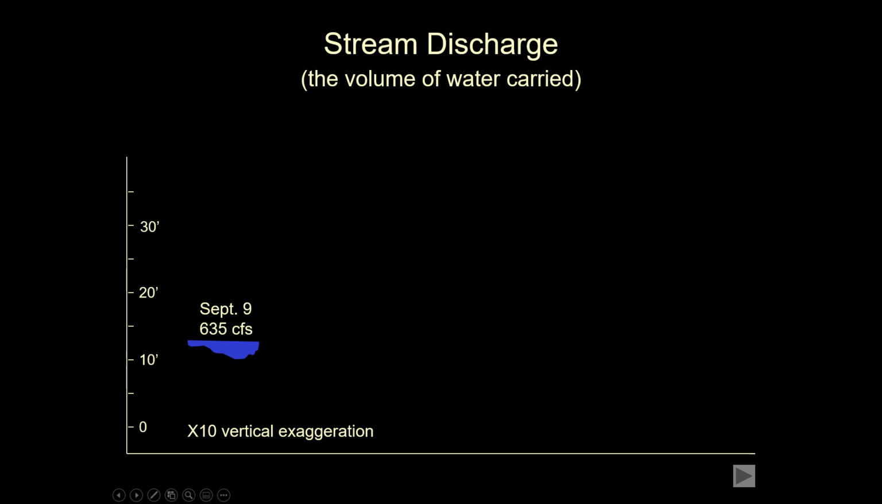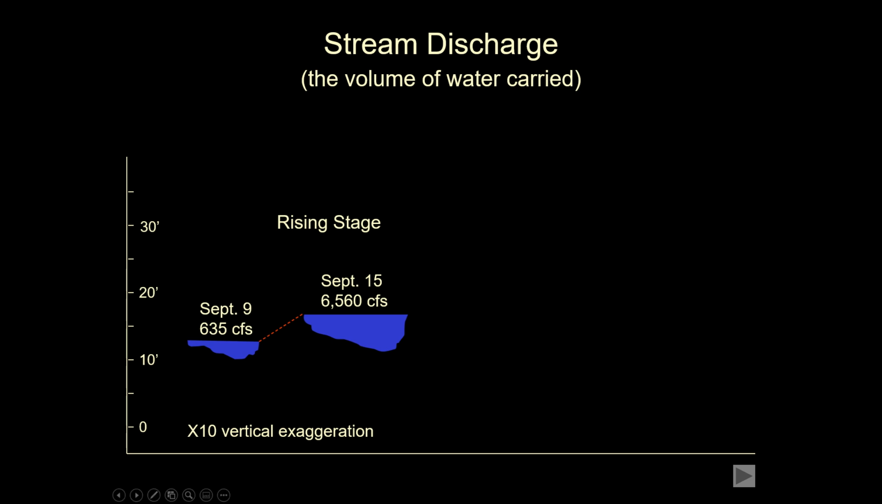So again, this is 10 times vertical exaggeration, but in this particular river on September 9th, it was carrying 635 cubic feet per second. It started to rise. So just a few days later, probably because of a rainfall event, it was nearly 10 times or over 10 times what it was on September 9th.